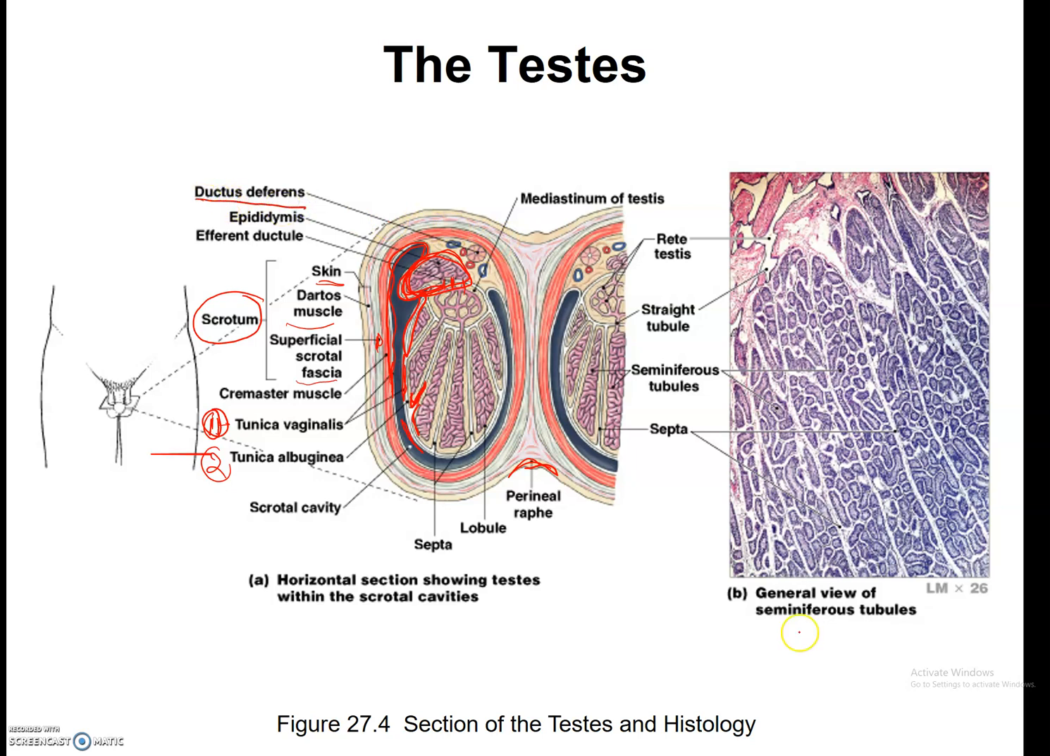So looking over here at a general view of the histology. Remember, histology is basically the tissue view, a stained piece of tissue, so you can see what the interior looks like. Here are the individual septa. Seminiferous tubules are sectioned when you do a coronal section, so you can see sections of these tubes. Here's the straight tubule leading up to the rete testis right up in here, and then eventually leading up here to the epididymis and out through the ductus deferens.